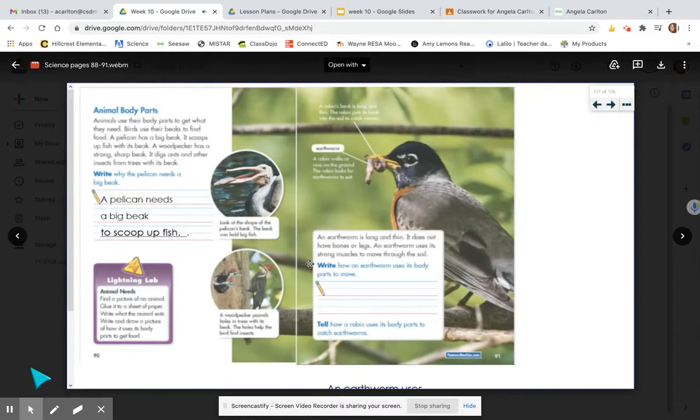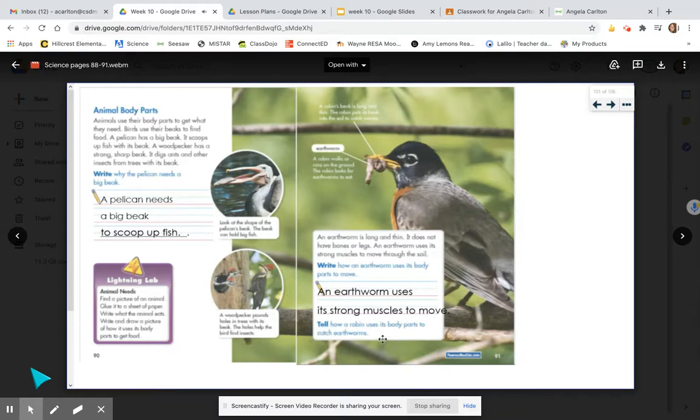Write how an earthworm uses its body parts to move. So we know we read they do not have bones or legs. So how does an earthworm use its body parts to move? Go ahead and pause the video to write your answer. And the correct answer is an earthworm uses its strong muscles to move. And it tells us that right here. An earthworm uses its strong muscles to move through the soil.